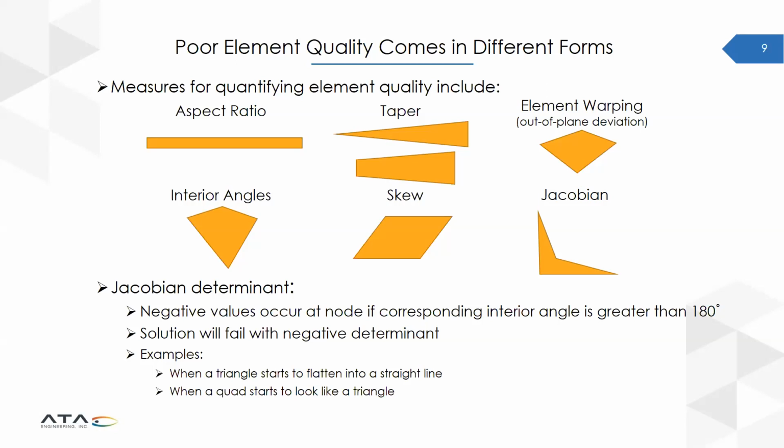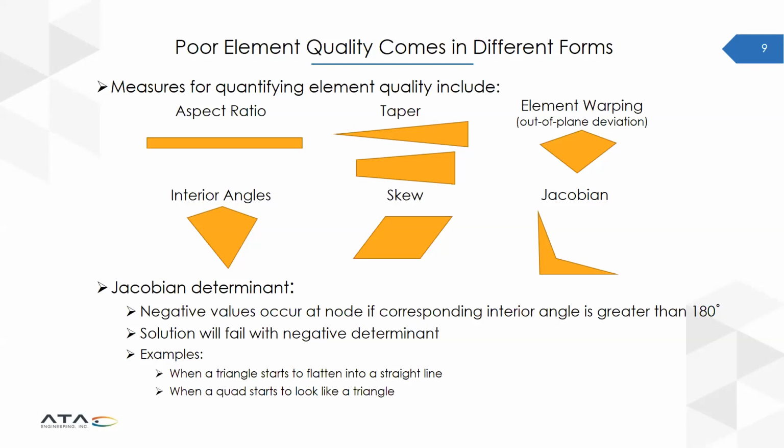You can also check the interior angles. The interior angles of a square are 90 degrees, and for a triangle are 60 degrees. So when you start pulling on a perfect element, these angles tend to get larger or smaller. In that same vein, you can also have skew, which you start to see here as a square turning into a parallelogram.